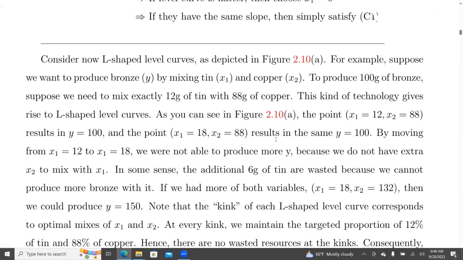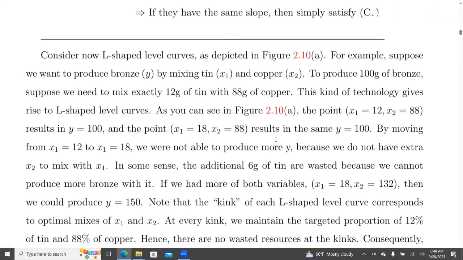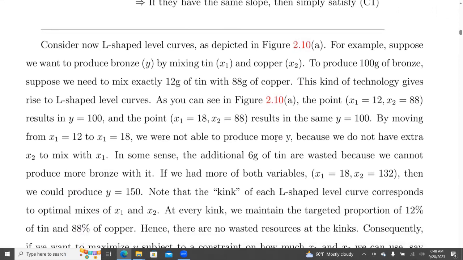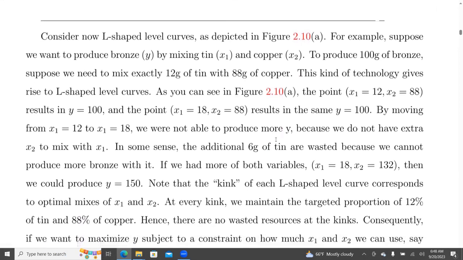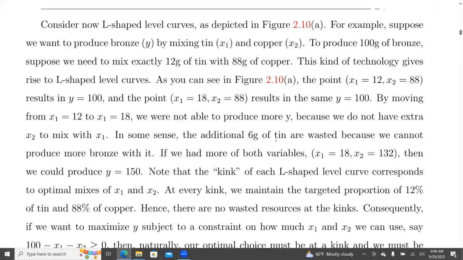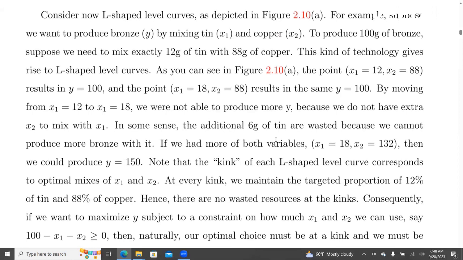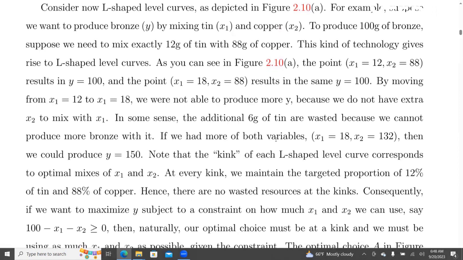For example, suppose we want to produce bronze Y by mixing tin X1 and copper X2 to produce 100 grams of bronze. Suppose we need to mix exactly 12 grams of tin with 88 grams of copper. This kind of technology gives rise to L-shaped level curves, as you can see in figure 2.10a.